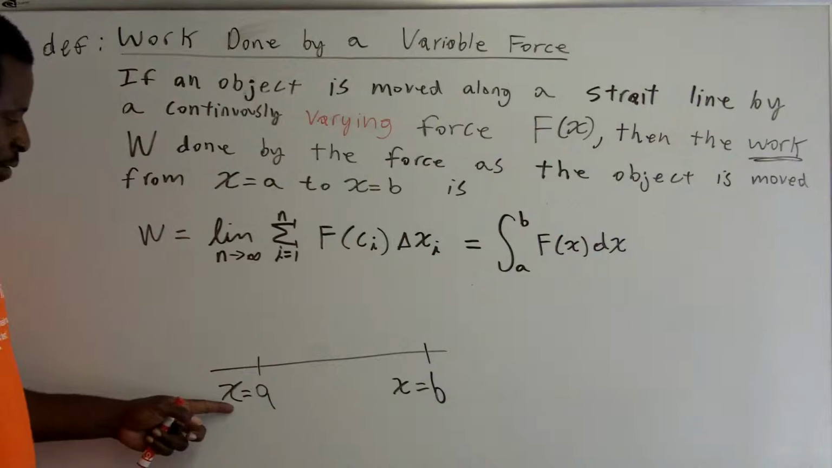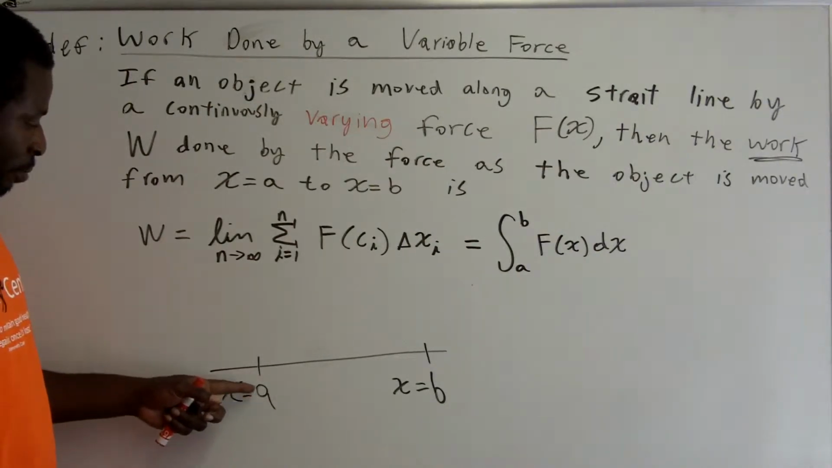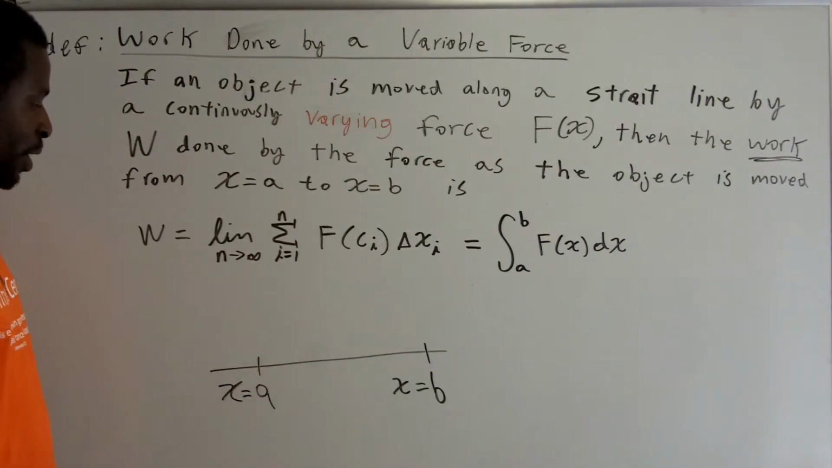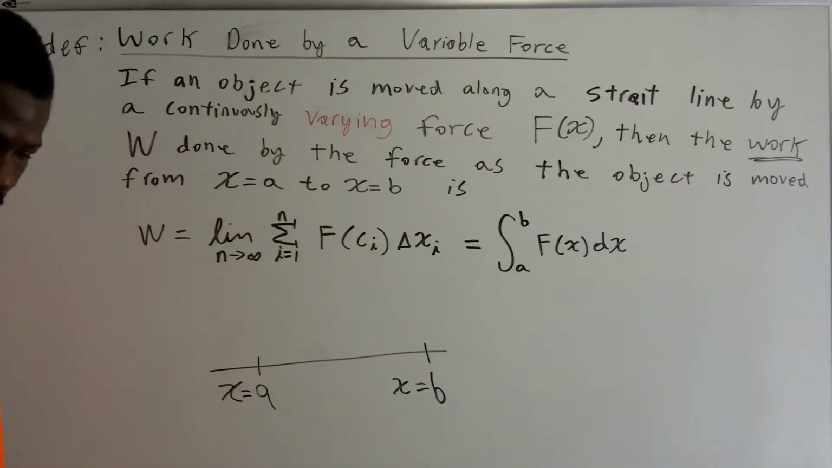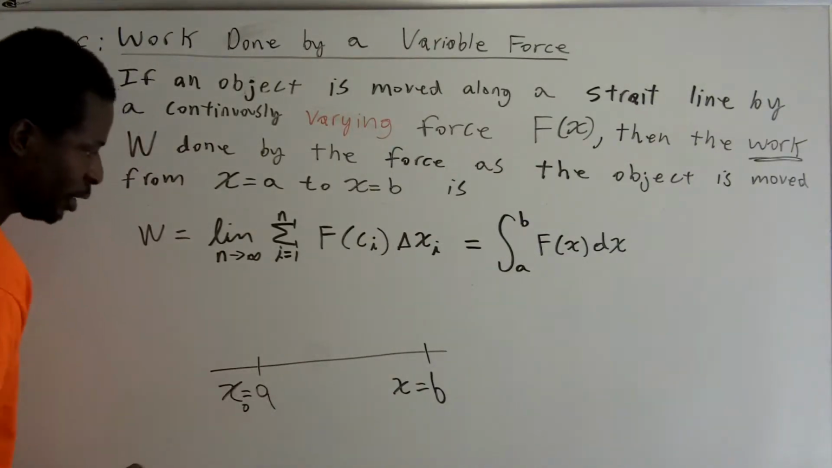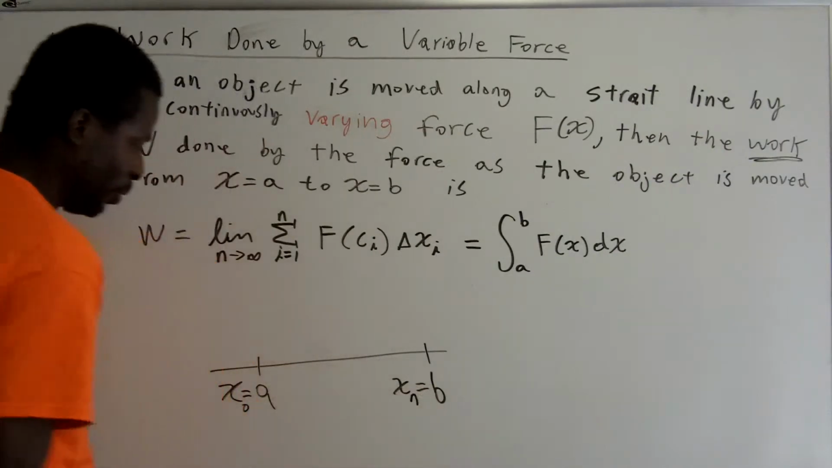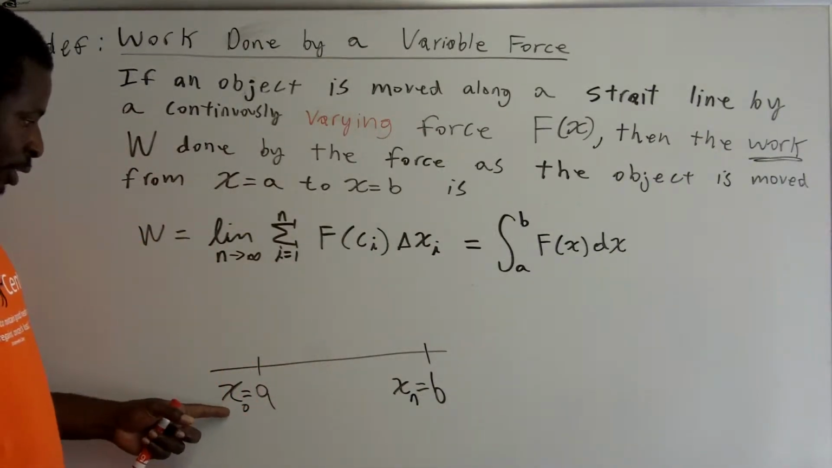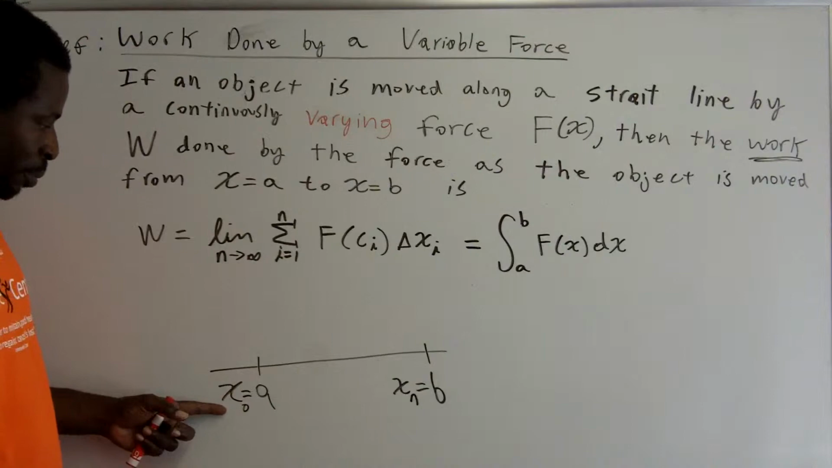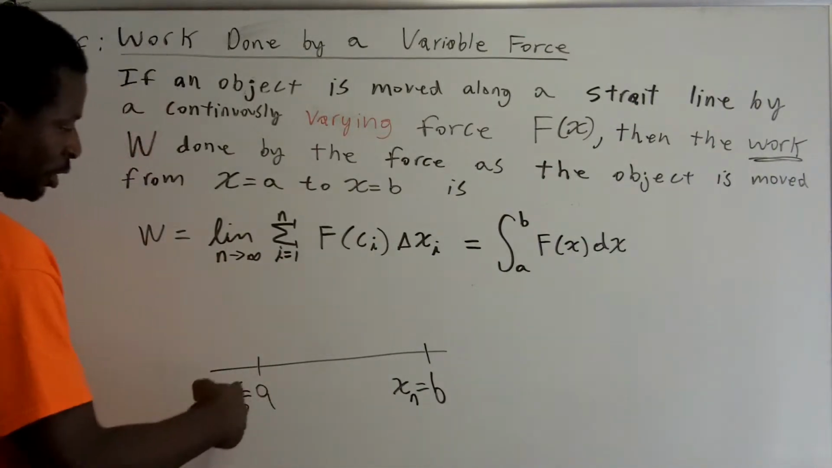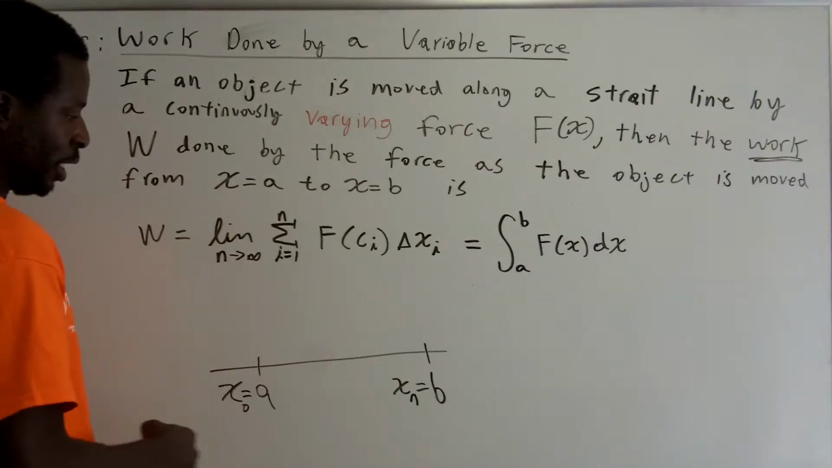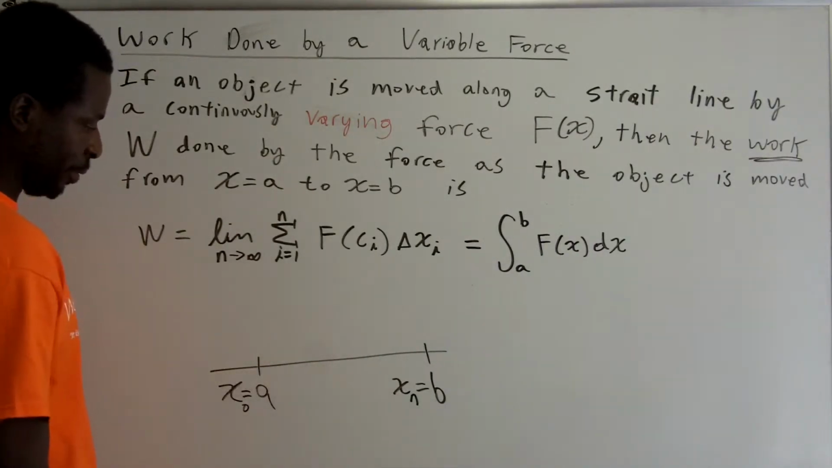What we have is this interval from a to b, and we want to separate it into a partition. This would be my x0 for my partition. This would be my xn. This would be the smallest separator from my partition, and this would be the largest. And then I'm going to partition the space from a to b into n intervals.